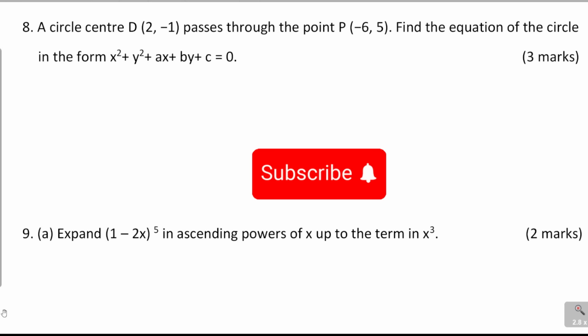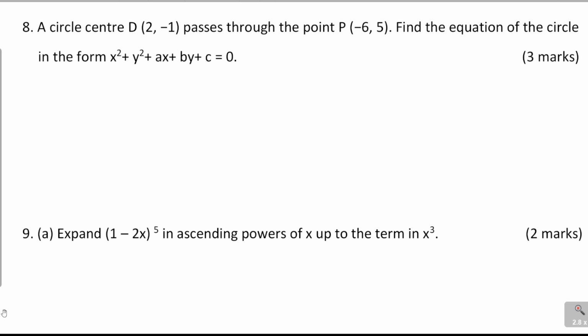Question 8. A circle with center D (2, -1) passes through the point P (-6, 5). Find the equation of the circle in the form x squared plus y squared plus ax plus by plus c is equal to 0. So that is the question.